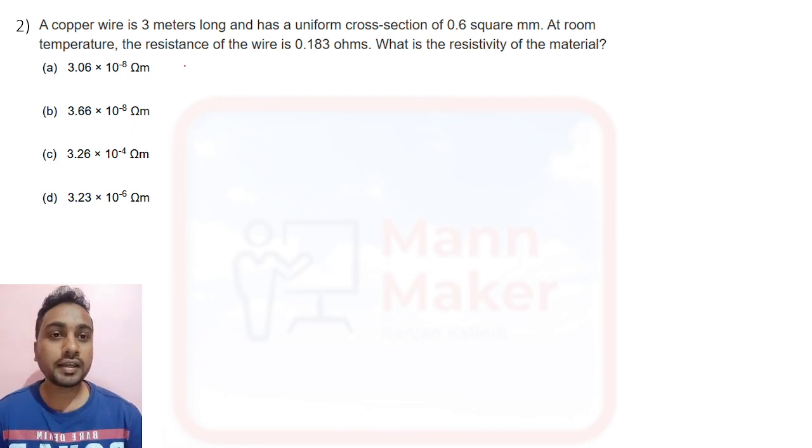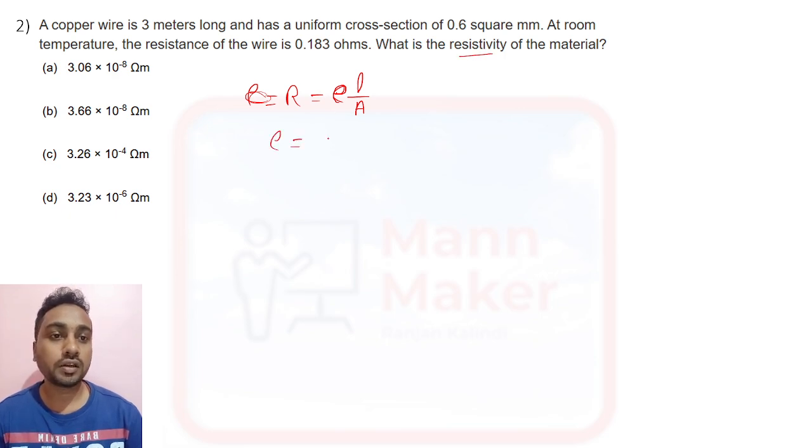Now, a copper wire is 3 meter long and has a uniform cross section of 0.6 square mm. At room temperature, the resistance of the wire is 0.183 ohms. What is the resistivity of the material? So, resistivity means rho. If you see the formula, the resistance R is rho L by A. Okay, this is the resistance formula, and this rho is called resistivity.